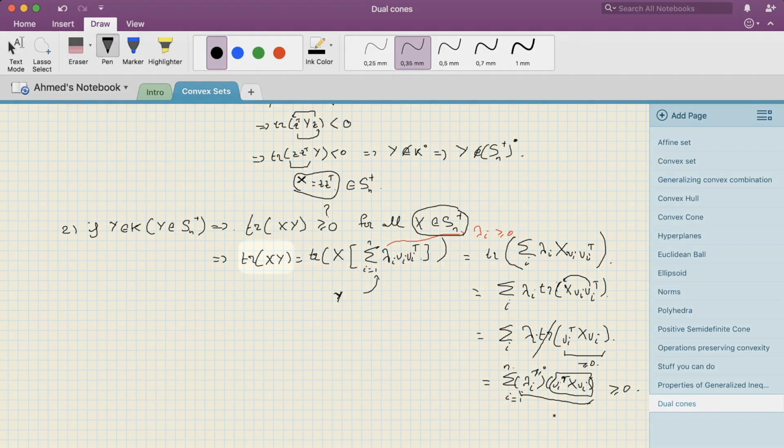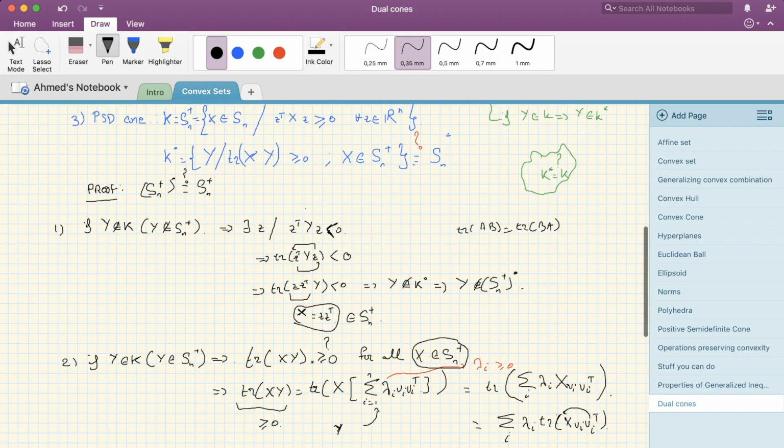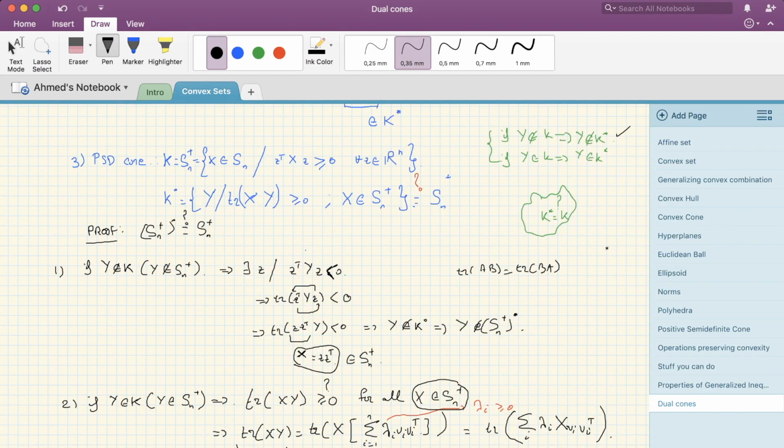So going back right here, we can say that the trace of xy is positive, hence y falls in Sn plus star. Statement 2 is proved, statement 1 is proved. This means K is K star, and therefore Sn plus is Sn plus star. And the proof is done.